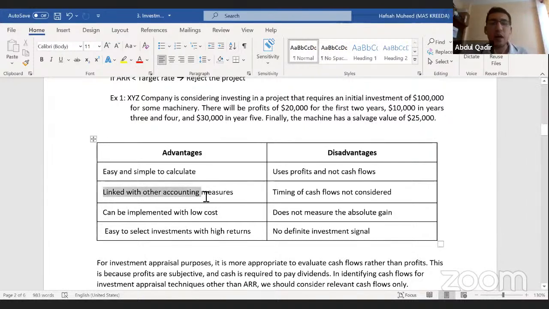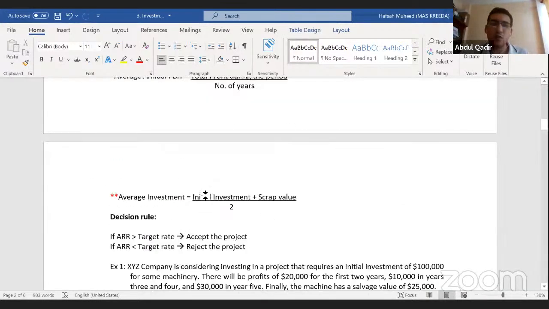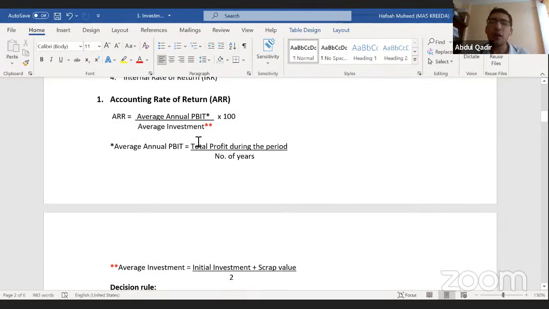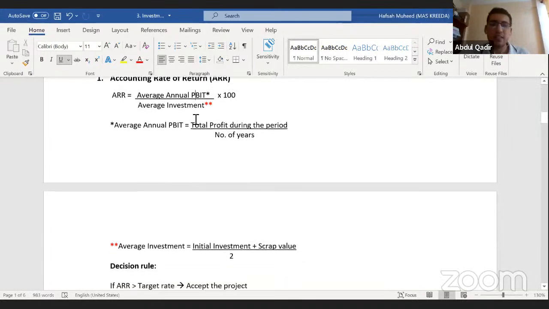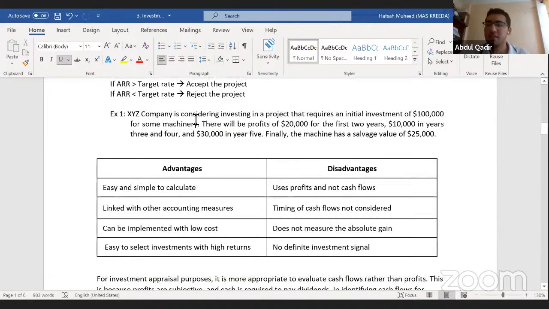And then this is linked with other accounting measures, right? What that means is, when we calculate ARR, you saw in the formula, we use profits. Profits we can easily obtain from our financial statements, or maybe even the expected profit from the project. So that's why it says it is linked with other accounting measures. It's linked to profit, right?